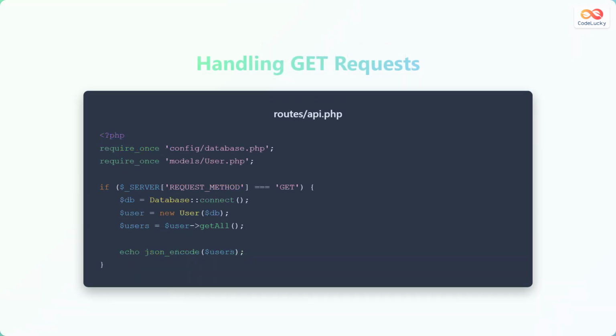Here is the code for handling GET requests in the routes/api.php file. First, require the database.php and user.php files. Check if the request method is GET. If it is, connect to the database using the database class's connect function. Create a new user object, passing in the database connection. Call the getAll function on the user object to get all users. Finally, echo the users as a JSON encoded string.